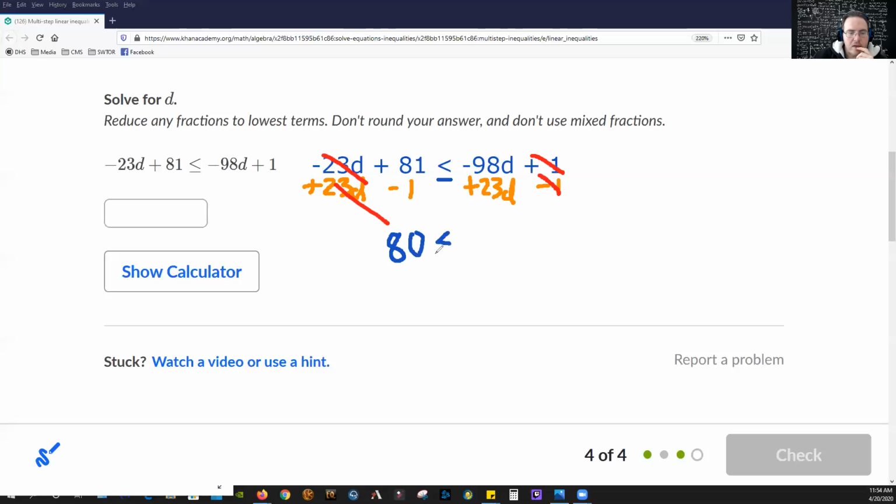81 minus 1 is just 80. It's less than or equal to, now negative 98 plus 23. Well, that'd be negative 75d. Well, that's kind of nice. We can divide both of these. 80 and 75, they can both be divided by 5 at least.